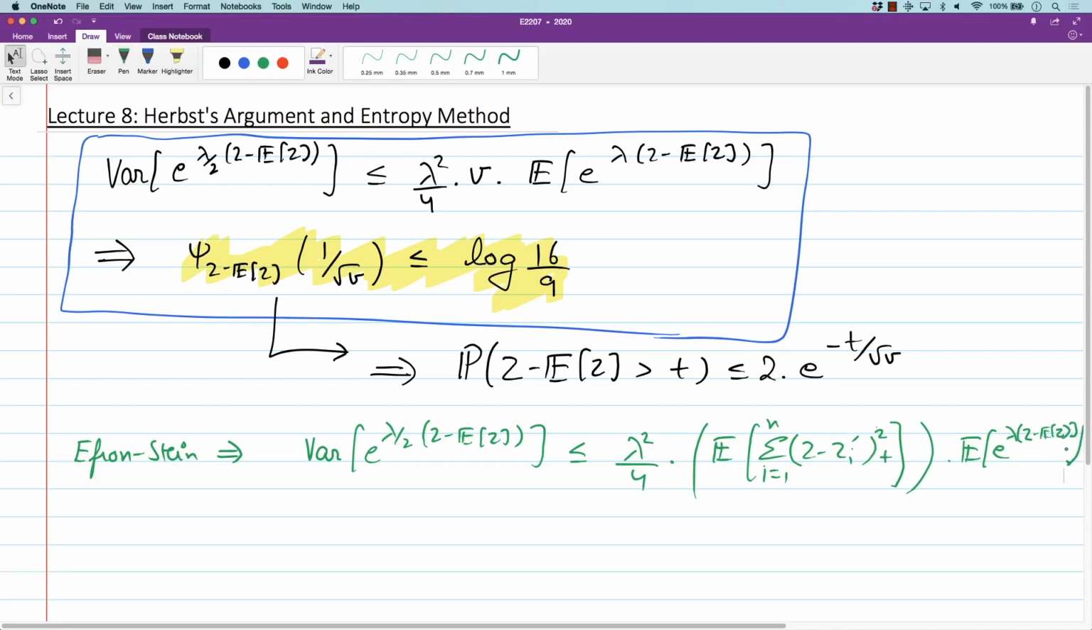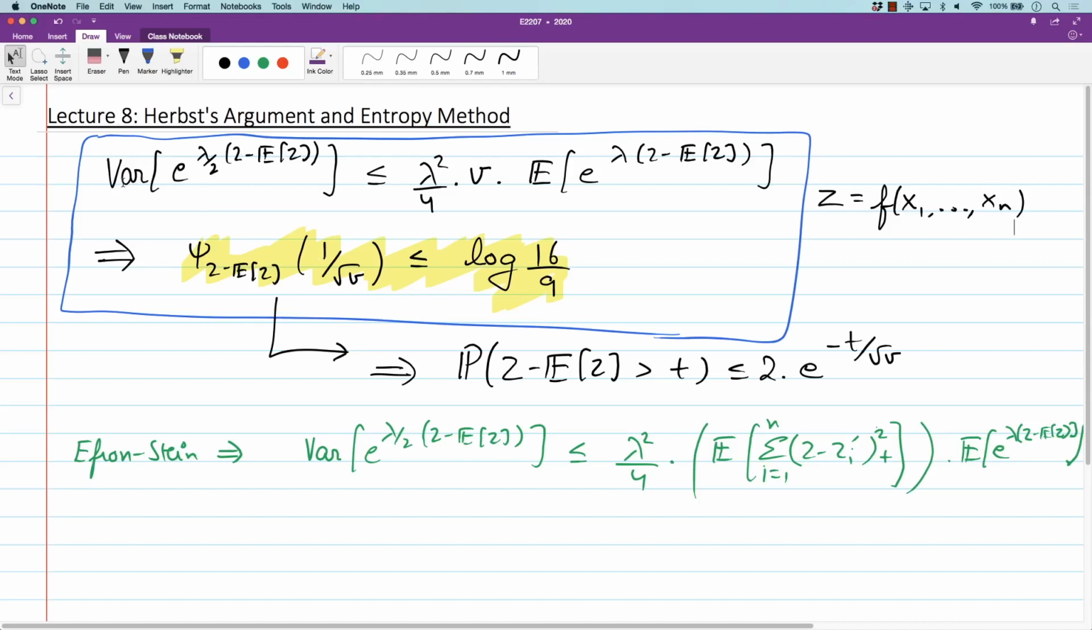And by the way, throughout, the random variable Z that we are looking at is this guy, a function of independent random variables X1 to Xn. This particular part of the argument is through the Efron-Stein inequality, and this uses the tensorization property which the Efron-Stein inequality gives.